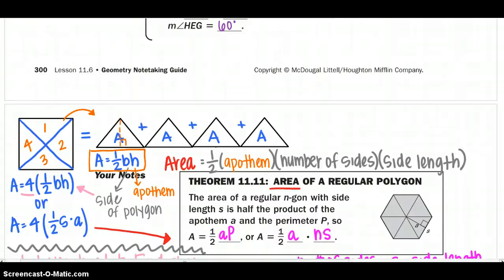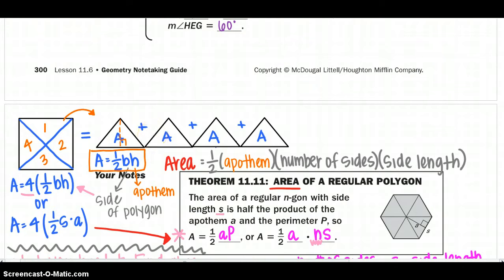So let's look at our theorem 11.11. The area of a regular n-gon with side lengths S is half the product of the apothem A and the perimeter P. So here is our equations that we need to make sure we memorize and know how to use. So you can do it both ways. Area equals 1/2 the apothem times our perimeter, or you can think of it as area equals 1/2 times our apothem times the number of sides times our side length.